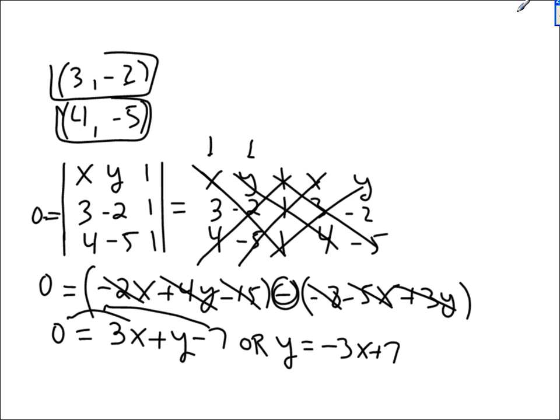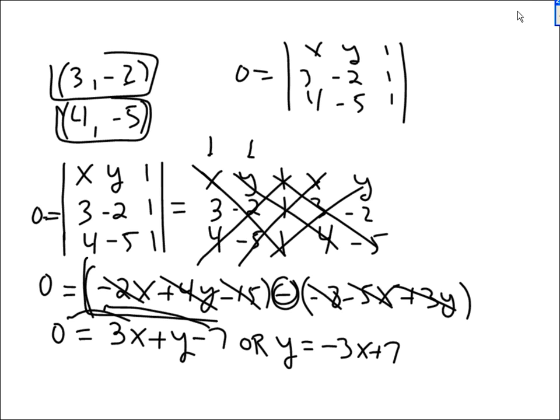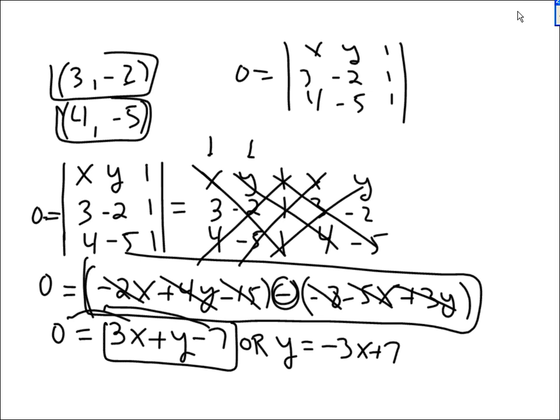Okay, so you don't have to use the point-slope formula anymore. It's just: write down x, y, write down one of the two points, write down the second point, put ones down, calculate that determinant, and say it equals 0. When you calculate the determinant, clean it up. Get it to be 3x plus y minus 7, and that equals 0.